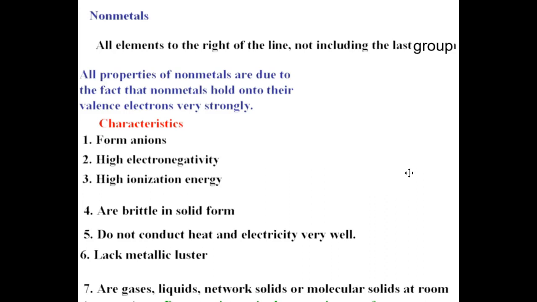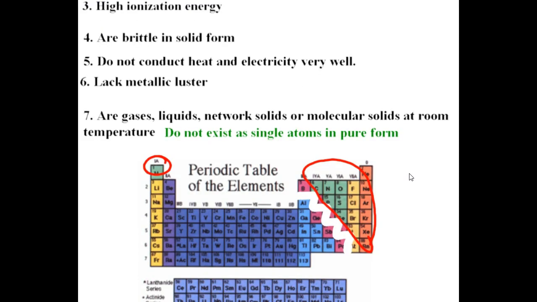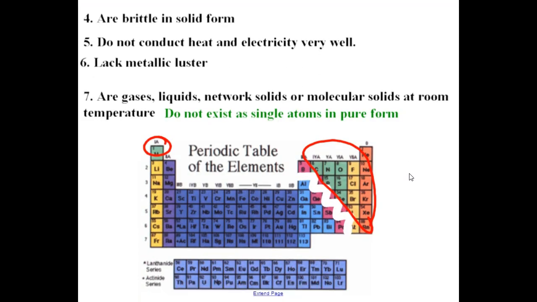They're brittle in the solid form, and don't forget, brittle means that when you push on them, they will crumble instead of bend. And they are insulators, meaning they do not conduct heat and electricity very well. They lack luster or they are dull. They are gases, liquids, network solids, and molecular solids at room temperature.